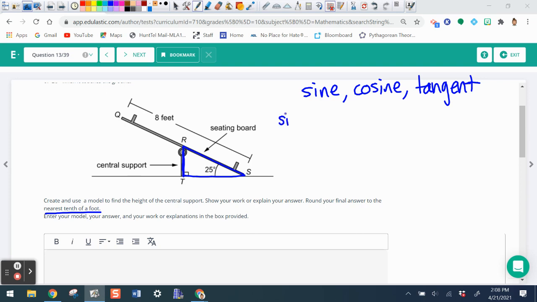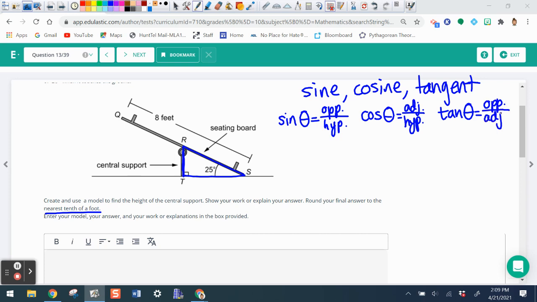Sine, by its definition, the sine of an angle is the opposite side length over the hypotenuse. Cosine of an angle is the ratio of the adjacent side length over the length of the hypotenuse. And tangent of an angle is the ratio of the opposite side length over the adjacent side length of that angle. So when deciding whether to use sine, cosine, or tangent, you have to figure out, well, what information do you actually have?